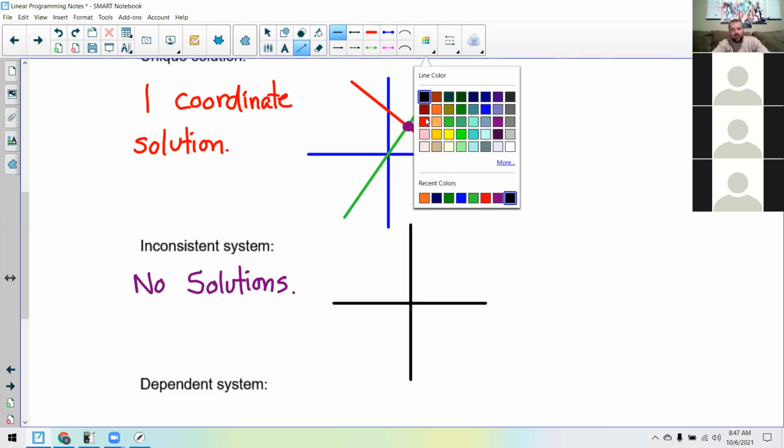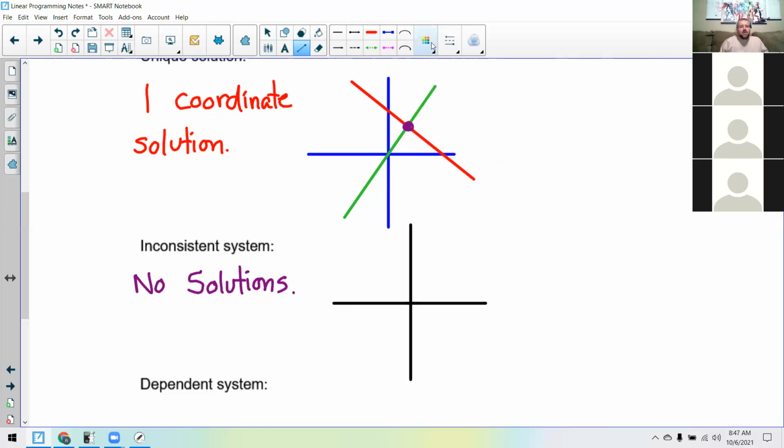Any ideas how that's possible? I'm looking for the coordinate or coordinates that satisfy both equations. How can I have a system where there's no solutions?